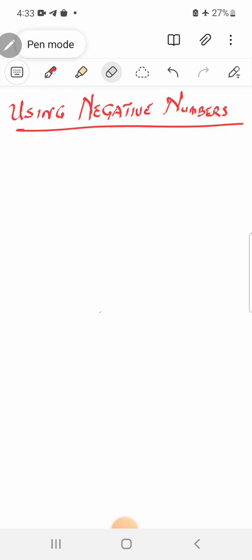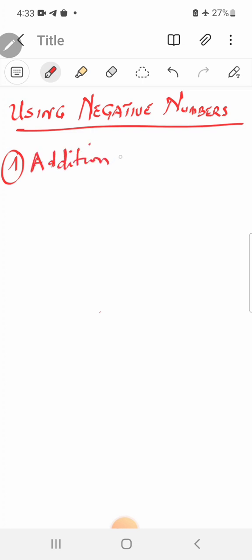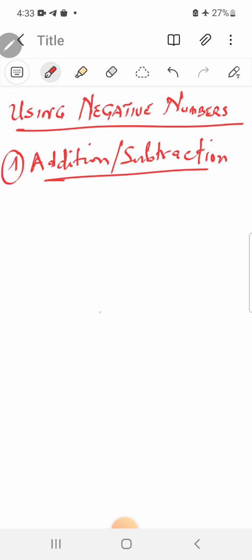So the first thing you should know is that we can summarize the negative numbers issue into two simple sections. One, using negative numbers under addition and subtraction is just the same rule, addition and subtraction. So when doing addition and subtraction, it means there's nothing like multiplication and there's nothing like division.